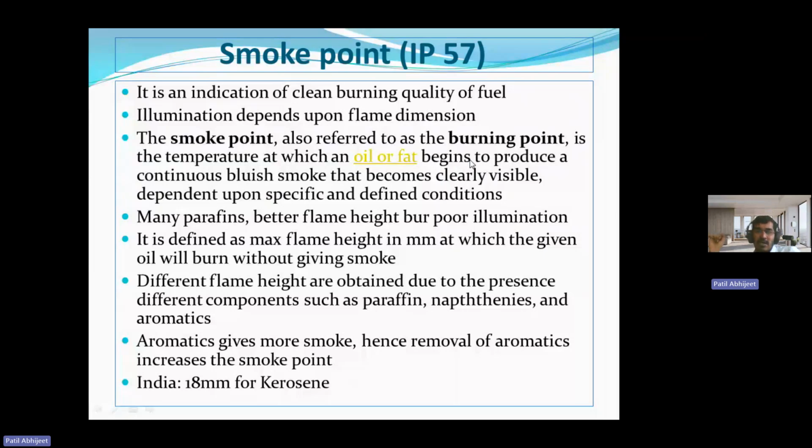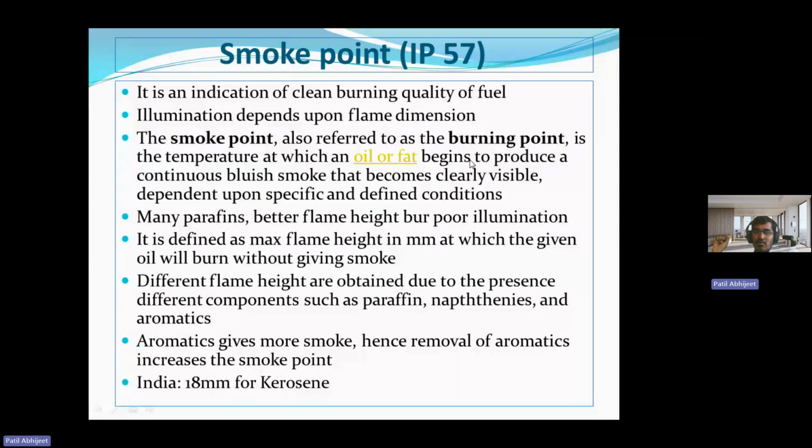In India, the smoke point or the flame height for kerosene, what we call a rocket in Marathi, is about 18 mm. As per the Indian Petroleum Standard, IP57 is the test that is used to measure the smoke point. Aromatics give more smoke, hence the removal of aromatics is going to increase the smoke point.